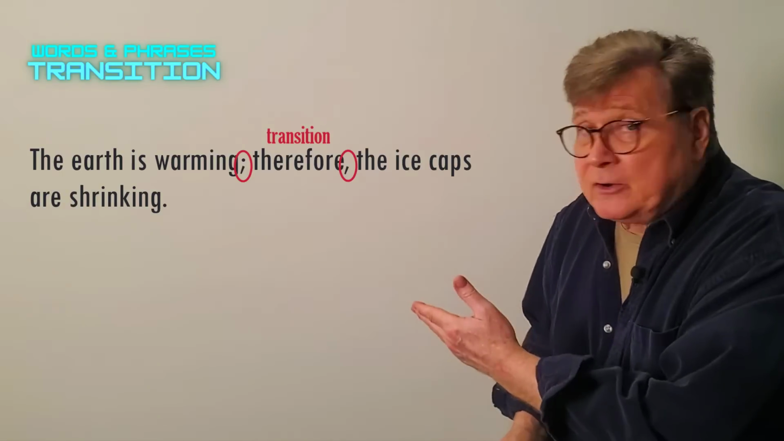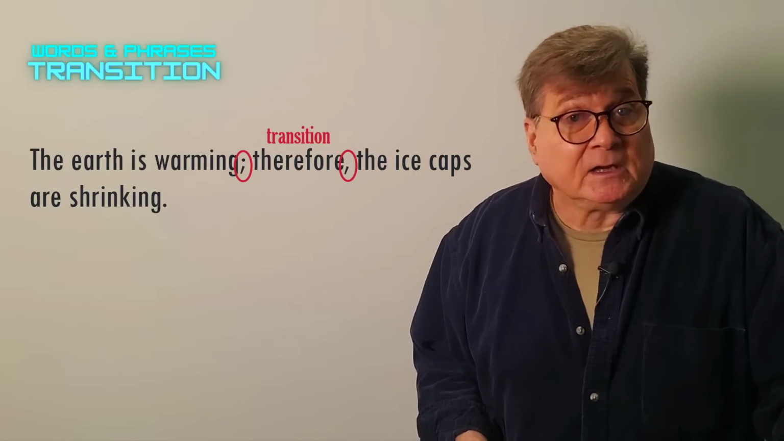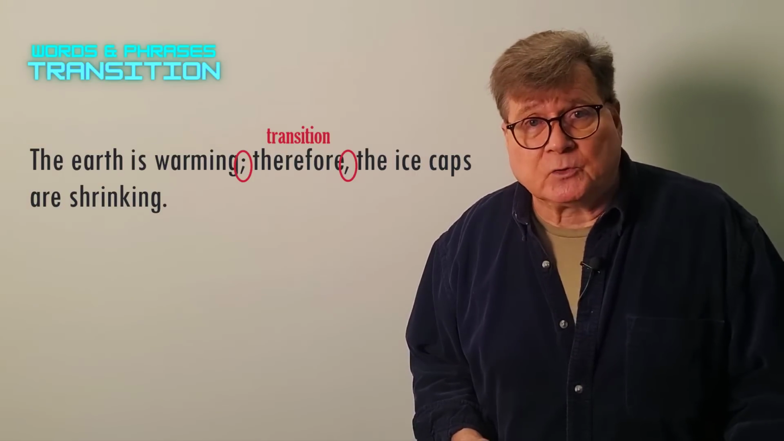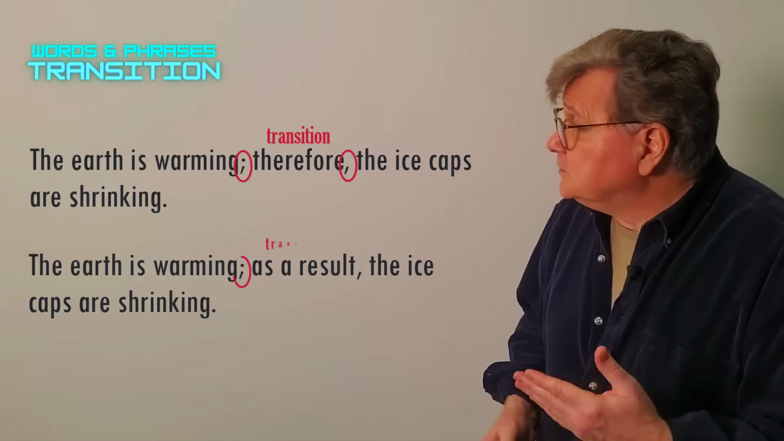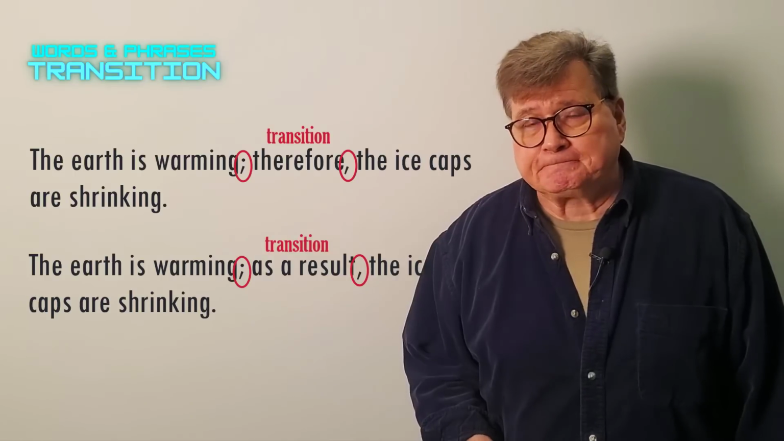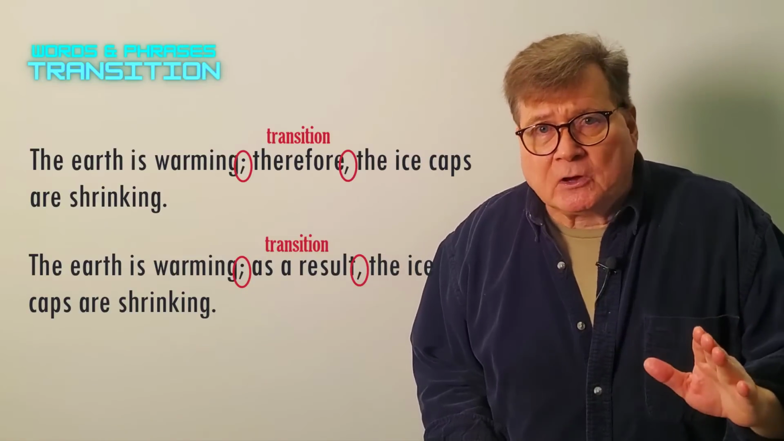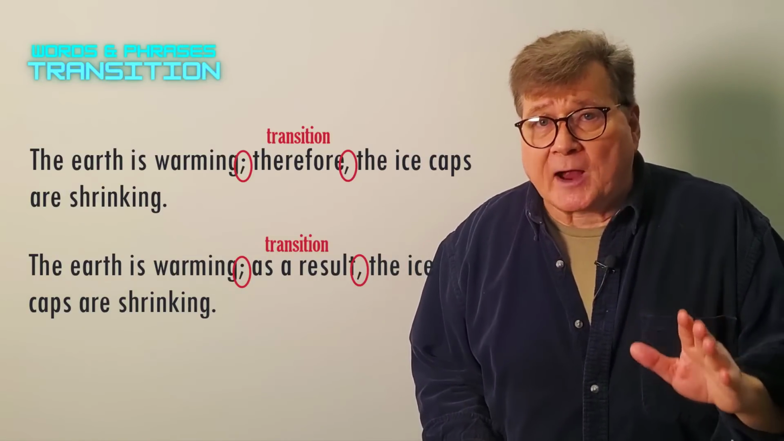And by the way, this pattern remains the same even if you use a transition phrase instead of the single transition word. For example, the earth is warming, semicolon. As a result, comma, the ice caps are shrinking. Okay, you've got the variation. Now, let's finish off this lesson with just a few practice sentences. Ask yourself, which punctuation mark goes between the two sentences? Now remember, you can't change the sentence. You can only punctuate it.